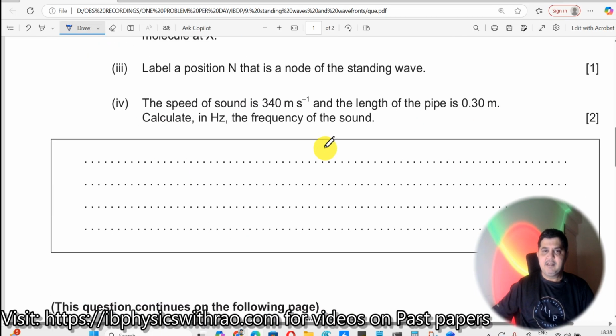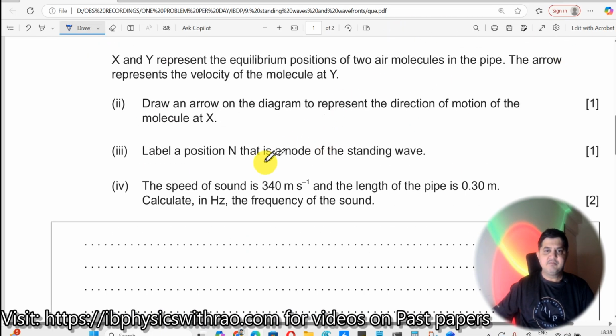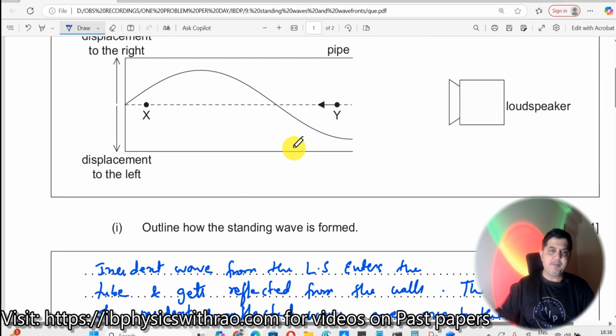Then draw an arrow on the diagram to represent the direction of motion of the molecule at X. So what is happening to the particle at X? They are vibrating like this. The vertical forces are definitely 0. But they are still vibrating like this over here. At this instant, vertical force is 0, but after some time it has a vibration like this.